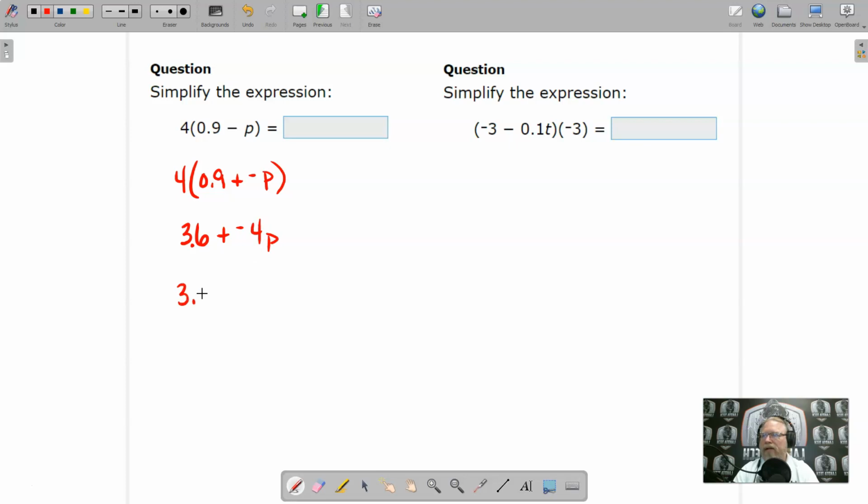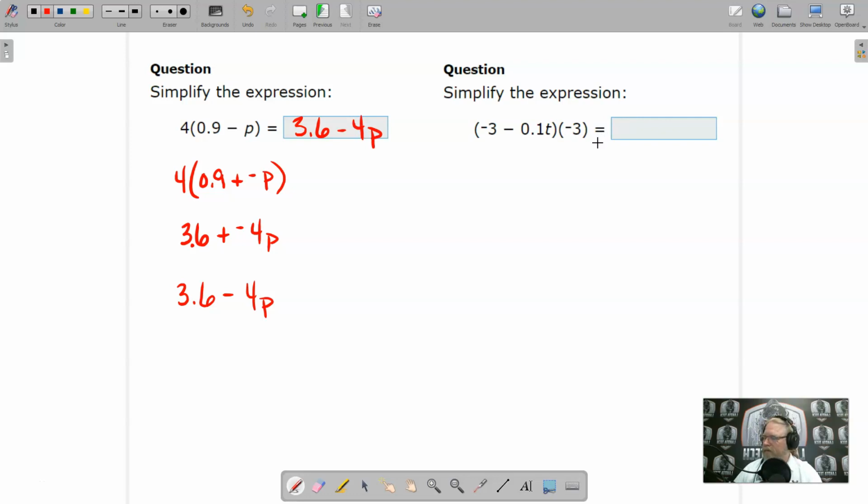Now I want to rewrite this as 3.6, not 3.3. Where's my, there it is. 3.6. And I'm going to change this to subtraction, take the opposite of negative 4 as positive 4, throw the p on there. So 3.6 minus 4p.